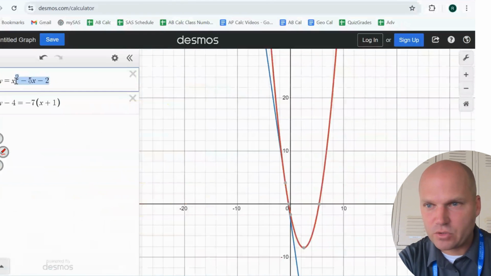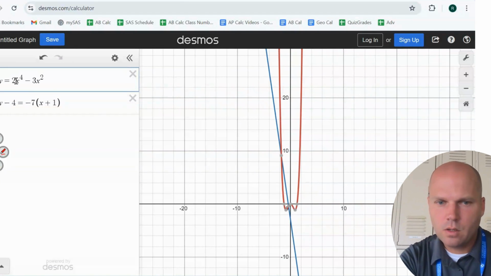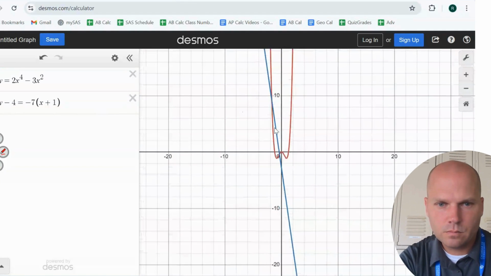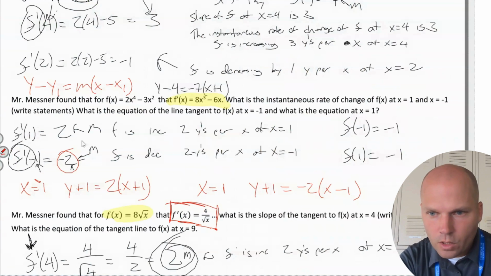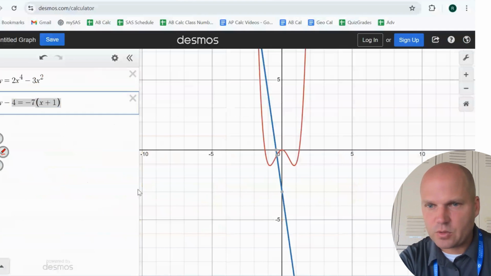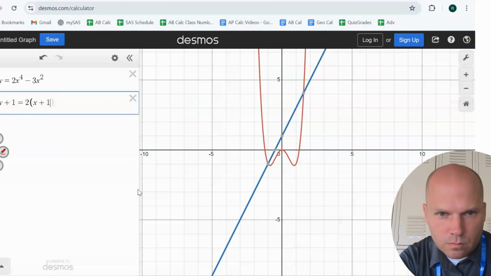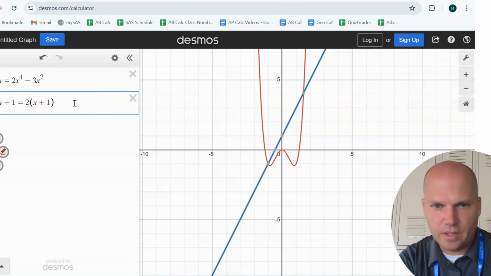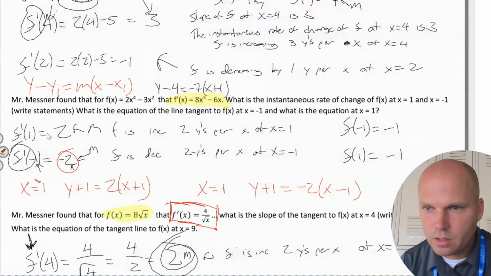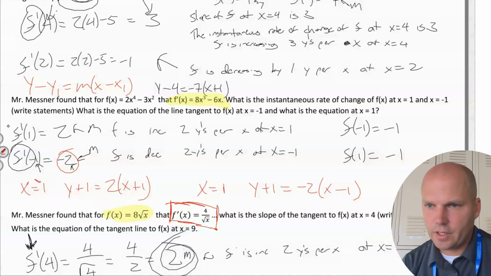x to the fourth minus 3x squared. Cool. We kind of looked at one of these x to the fourth ones earlier. y plus 1 equals 2 times (x plus 1). I made a mistake. I mean, this is a great way to check. How do I know I made a mistake? Oh, well, there you go.